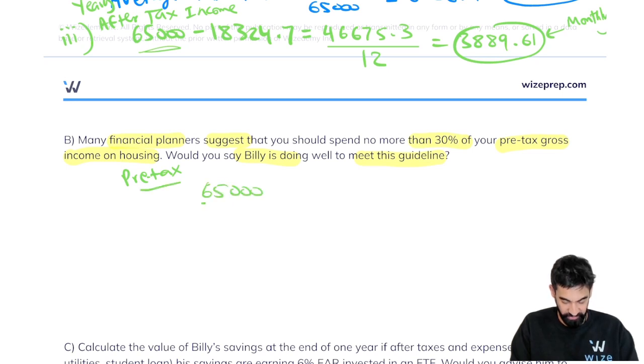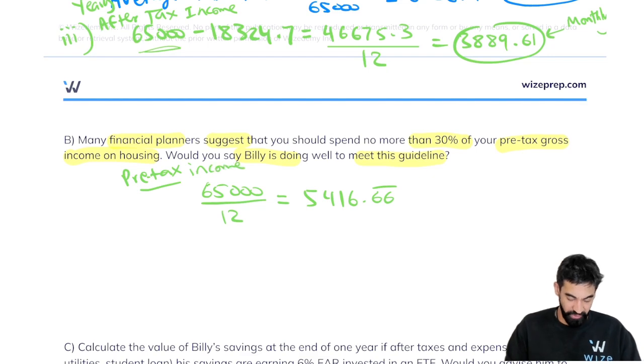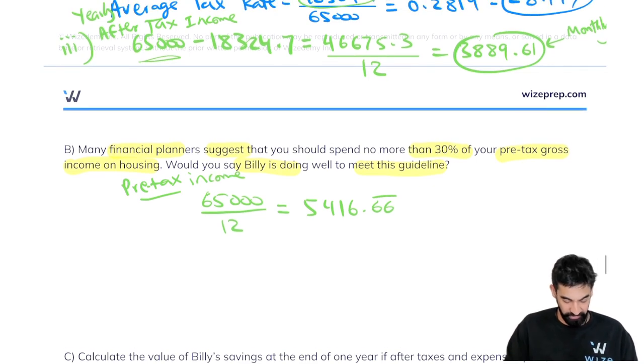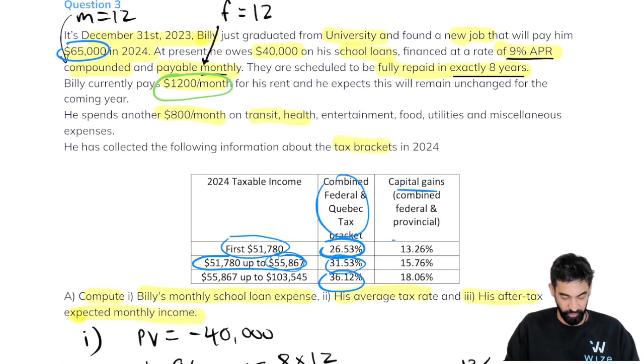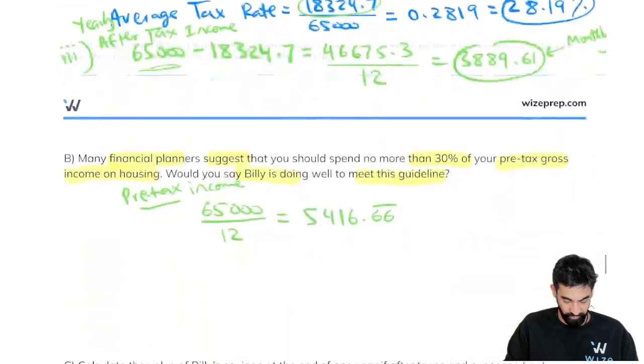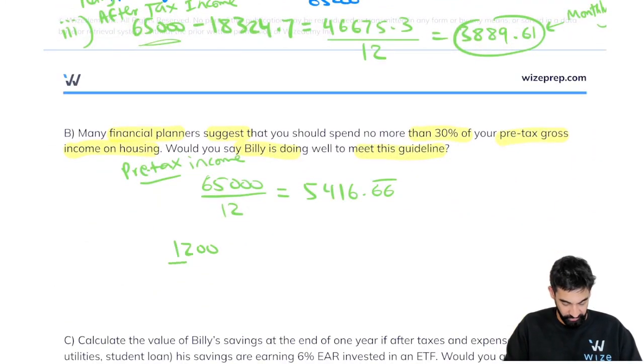You would take the $65,000 divided by 12 to get his monthly income before tax, which is 5416.666 recurring. That's his income. And how much is he spending on rent, on housing, they said. Currently he pays $1,200 per month for his rent. So if you take $1,200 and divide it by 5416.6 recurring, I'll just do 1200 divided by answer to avoid any rounding.